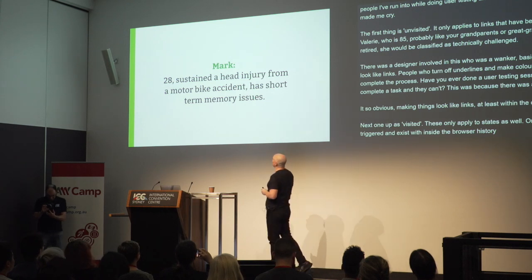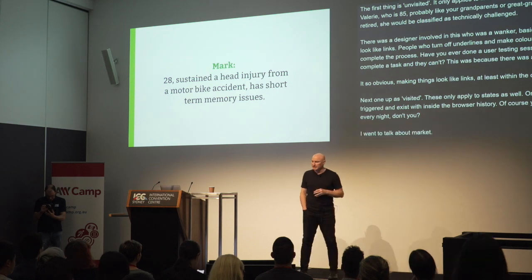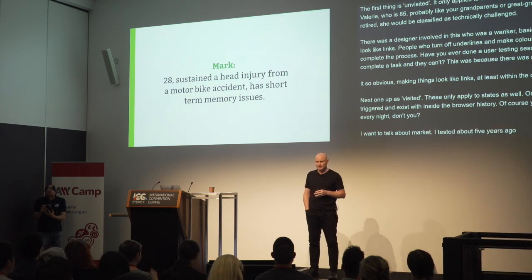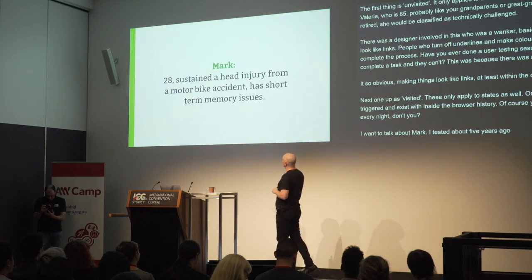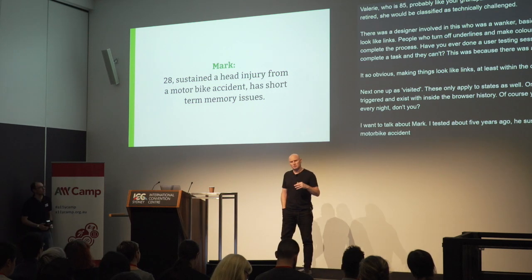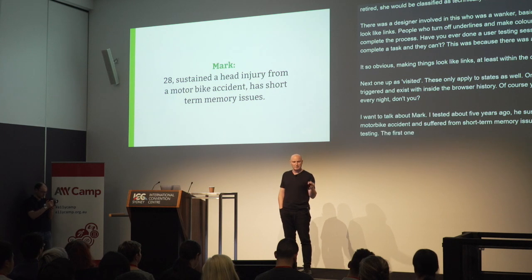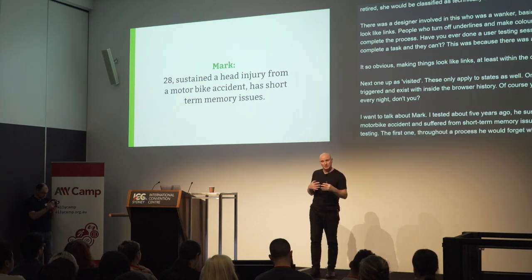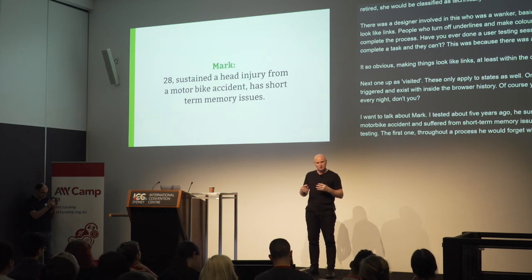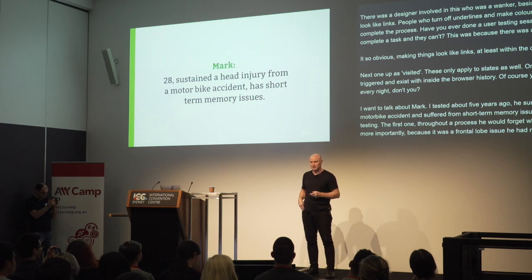So the next person I want to talk about is Mark. Mark, I tested about 5 years ago, and he'd sustained a head injury from a motorbike accident, which a lot of young males do, and he suffered from short-term memory issues. And that caused two interesting issues when testing with him. The first one is that throughout a process, he would forget where he was in the process. But more importantly, because it was a frontal lobe issue, he had no ability to check his emotions. So not only was he forgetting, but he would actually get more and more angry as he was going on and more and more frustrated.